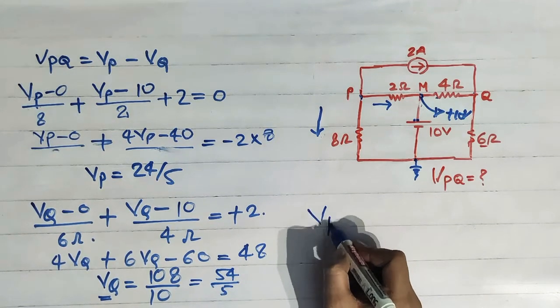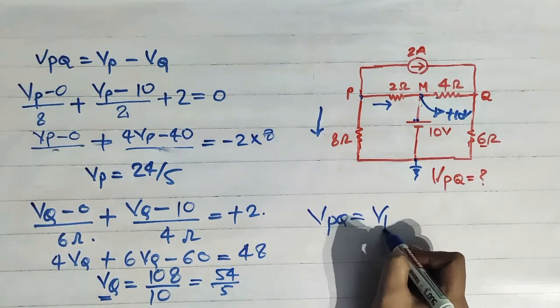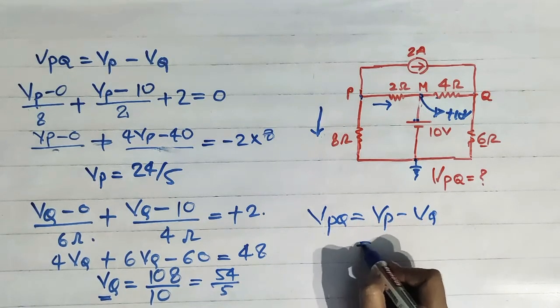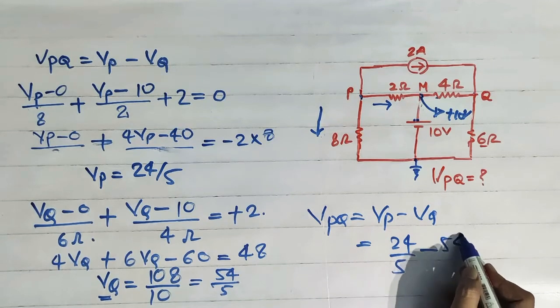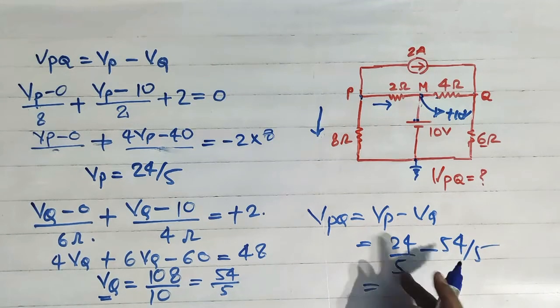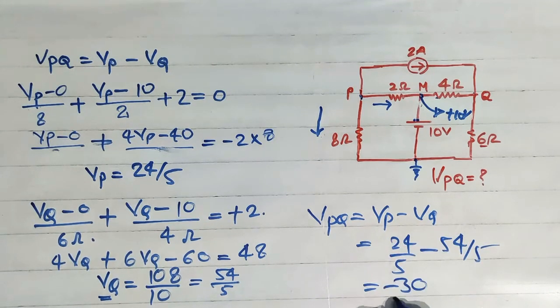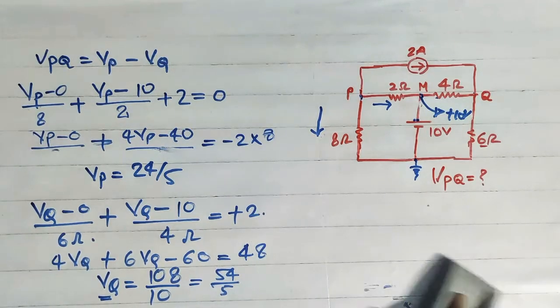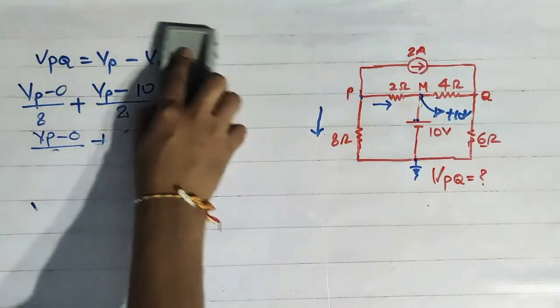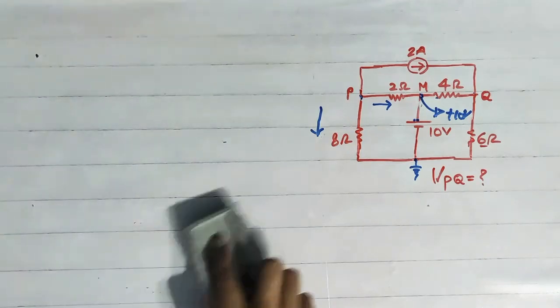So now VPQ equals VP minus VQ, that is 24 by 5 minus 54 by 5, and that equals minus 30 by 5, that is minus 6 volt. Okay, so we solve it like this and we get the answer minus 6 volt. Now we will try to solve this question by using the KVL and KCL method.